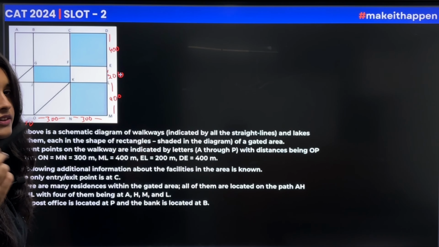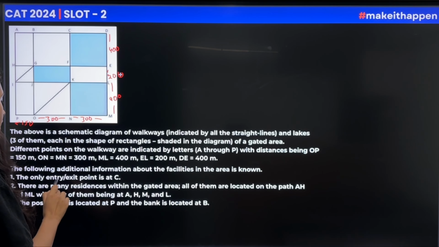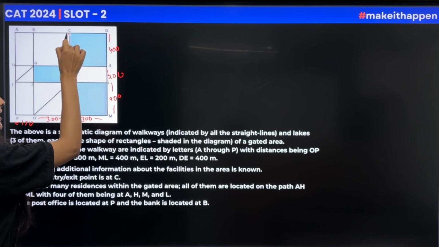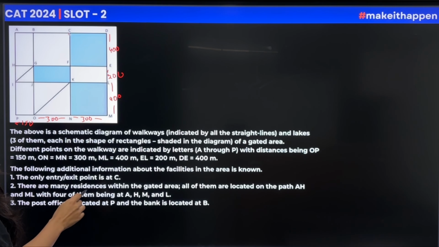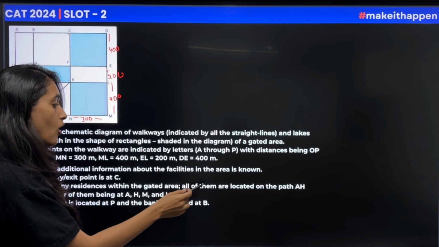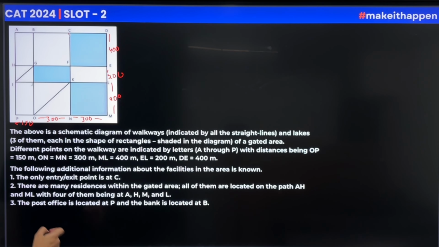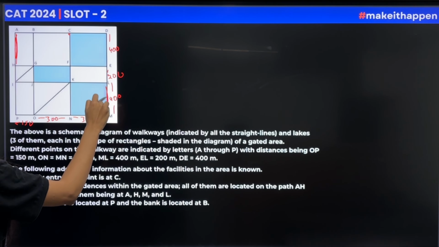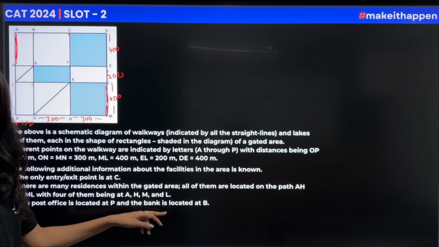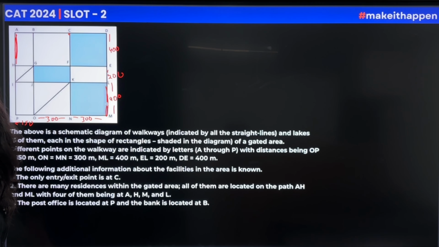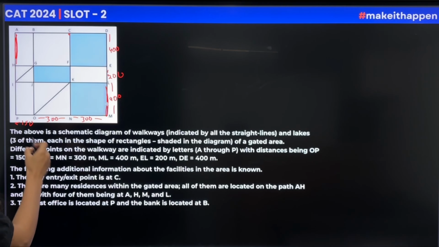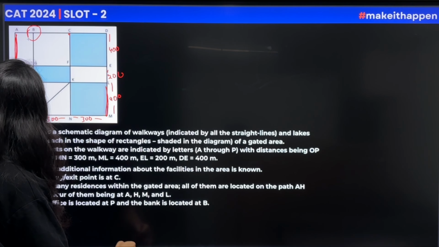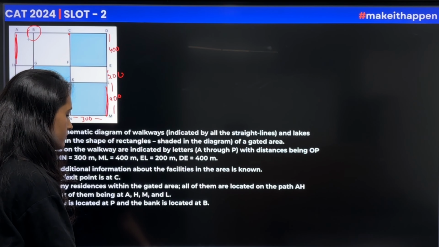Now let's see what additional information is given. The only entry and exit point is at C. There are many residencies within the gated area. All of them are located on the path of AH and ML, so on this path and this path, with residencies being A, H, M and L. There is also a post office and a bank, with the post office indicated with P and the bank located at B.